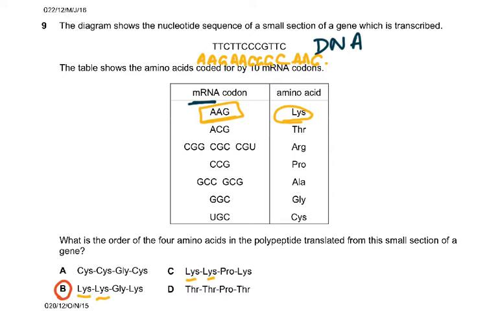And then the next one was this, you see, so you have to divide this into boxes. I would do it like this. CCG would be GGC. Where is GGC? Let's look at that. There's gly here. There is pro here. This is wrong.